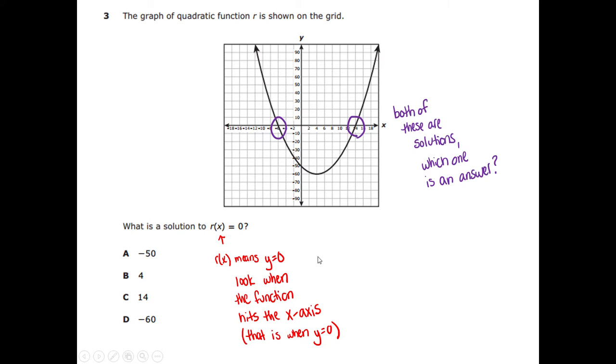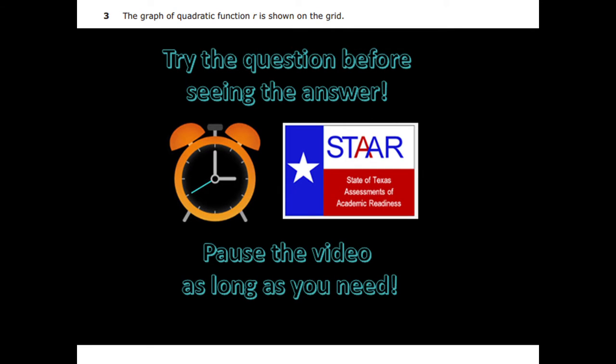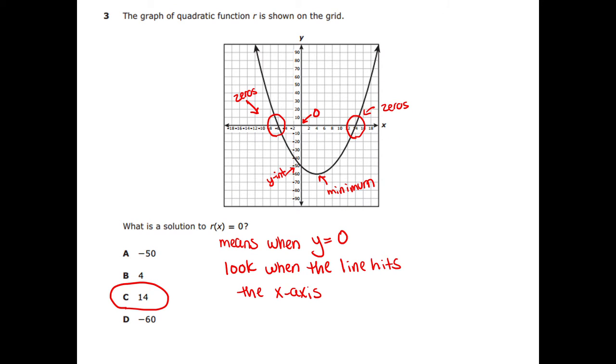Here's another one. Both of these are solutions, but not both of them are in your answer choices. Okay, so the answer to number 3 is C, because only 14 was there. -6 wasn't there, not listed.